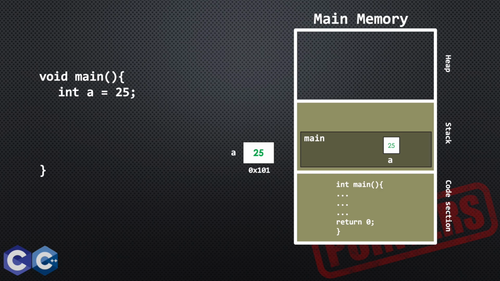Next, we'll declare a pointer p. Note the syntax. First, we specify the data type, in our case, int, and the asterisk indicates that p is a pointer to an integer value. The pointer will also be created on the stack.